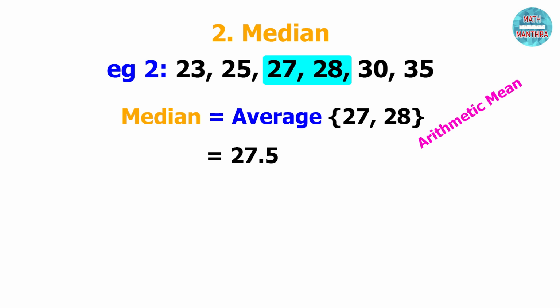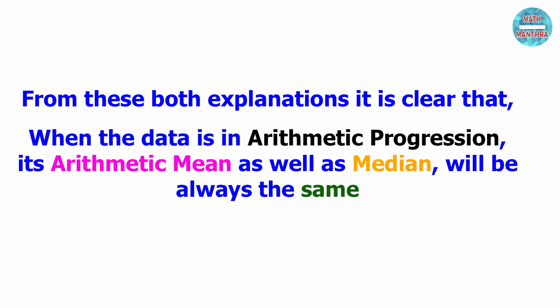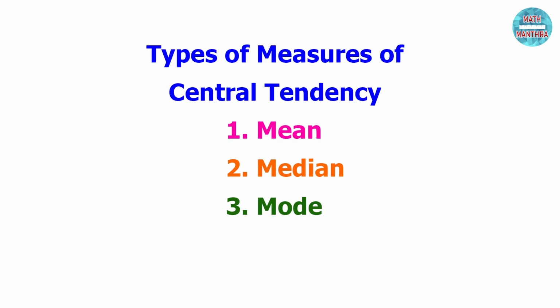Now from both these explanations, it will be clear to you that if the data is in arithmetic progression, its arithmetic mean as well as median will always be the same. Now let us pass on to the last measure of central tendency, which is mode.